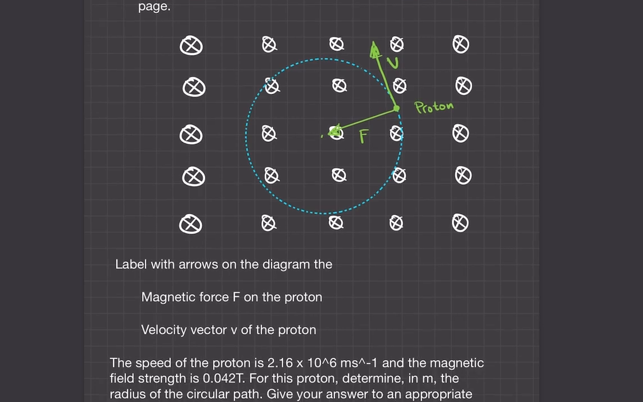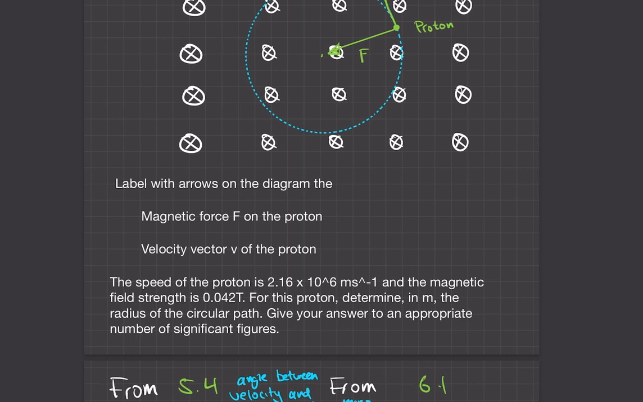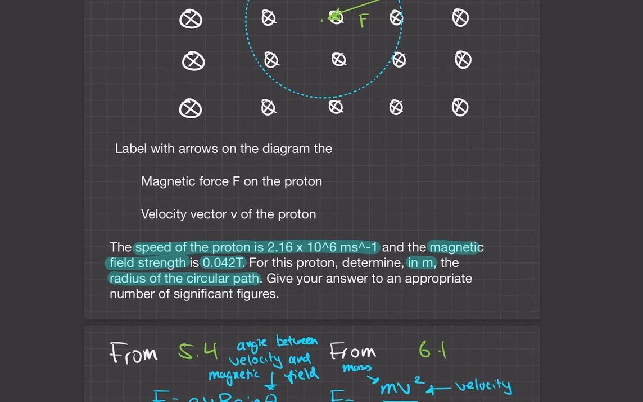Okay, so now some formulas. So again, let's highlight. This is the speed of the proton, 2.16 times 10 to the 6. The magnetic field strength is 0.042 T, and we need to find the radius in meters, the radius of the circular path. We need to also give our answer an appropriate number of sig figs, but that's always the case.